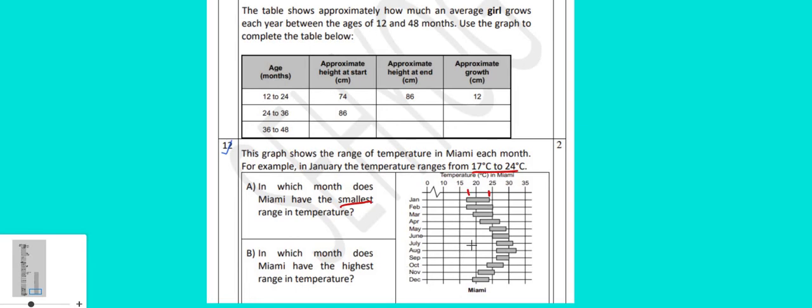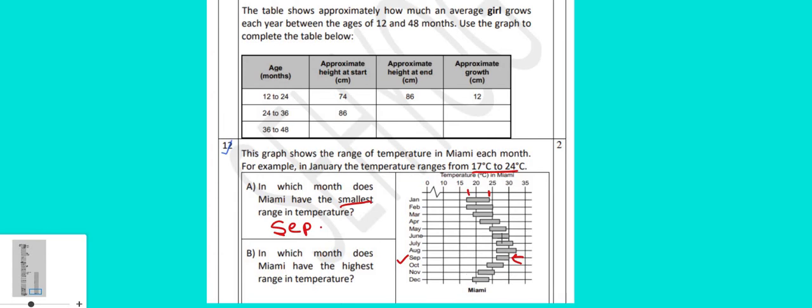According to the bars, we can see that September tells us the smallest range of temperature because the bar is the smallest here. So the answer to the first question will be September. The next question, in which month does Miami have the highest range in temperature?